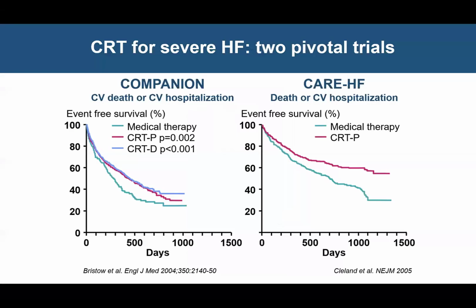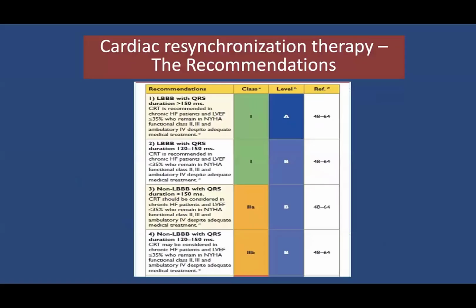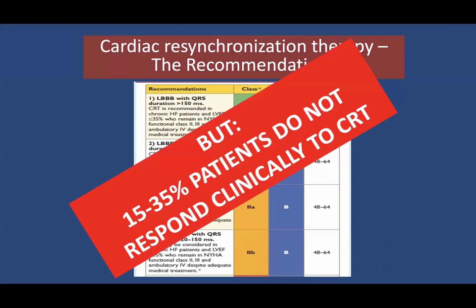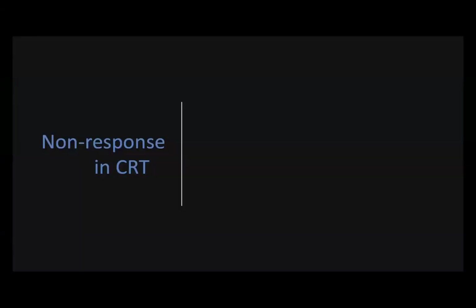Following that, of course, studies demonstrated that cardiac resynchronization therapy, even if it's just CRTP alone on the right-hand side, in the CARE-HF study, was significantly better than medical therapy with a hazards ratio of about 0.6. And the guidelines came out. We've discussed the guidelines, and we also discussed the fact that up to 30% of patients do not respond clinically to resynchronization therapy. So I want to talk about non-response in CRT, and we'll talk about how these devices are set up to try and minimize non-response in resynchronization.